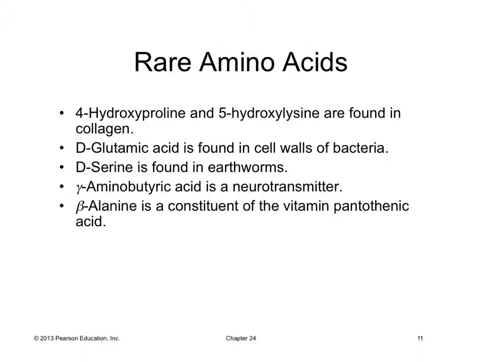Rare amino acids: there are modified proline and lysine in the form of 4-hydroxyproline and 5-hydroxylysine, which is found in collagen. D-glutamic acid is found in cell walls of bacteria. D-serine is found in earthworms. Gamma-aminobutyric acid is a neurotransmitter, and beta-alanine is a constituent of the vitamin pantothenic acid.